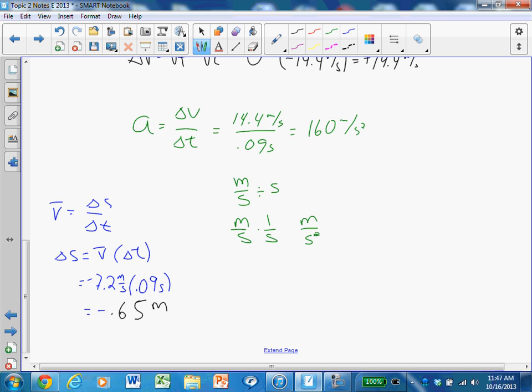I went kind of fast yesterday, video. But the key parts to the video was that the slope on a position versus time graph is the velocity.